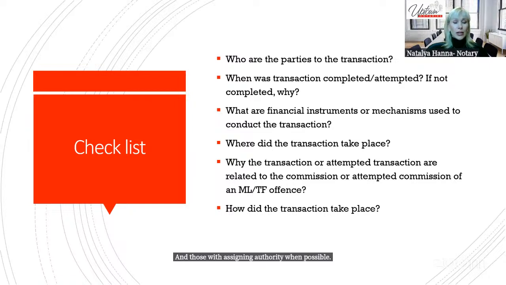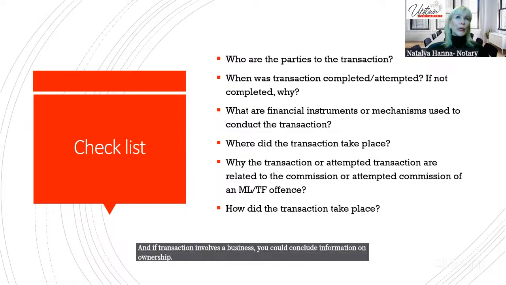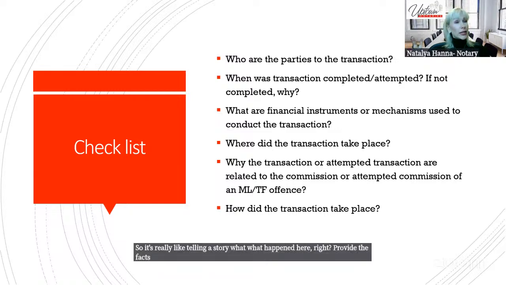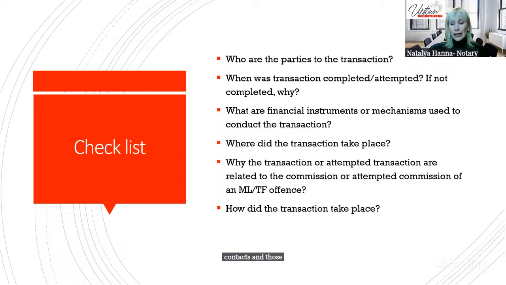And if the transaction involves a business, you could include information on ownership, right? Usually a corporate search will help to do that. When was the transaction completed or attempted? And if not completed, why? So it's really like telling a story, what happened here, right? Provide the facts, contacts, and those indicators. Those are red flags regarding the transactions.